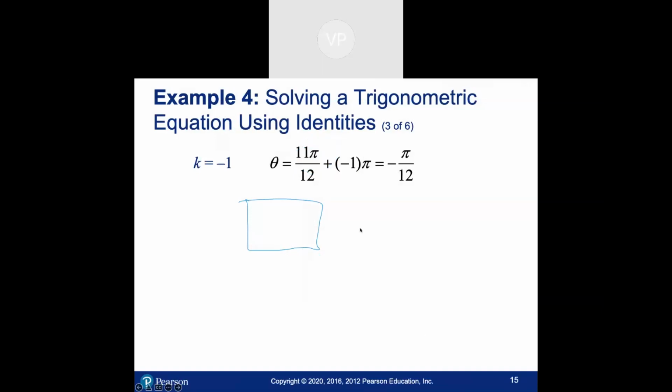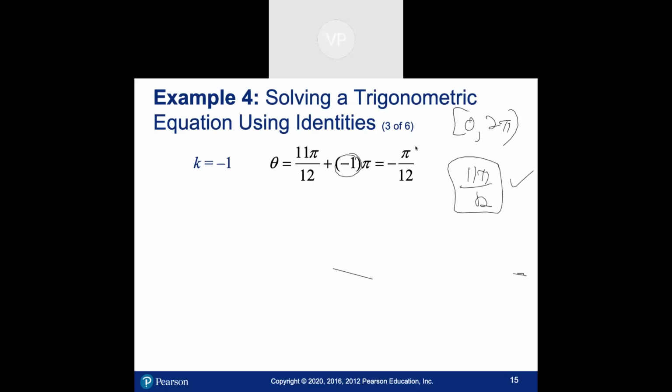Okay, so how do we condense this down? We try it with k equals -1, and you see we get something that's not within the domain they specify. Remember, they asked for you to give solutions between 0 and 2 pi, not including 2 pi. So the first answer we got, the 11 pi over 12, that's going to work. We tried a -1, that's not going to work. So we toss that out.